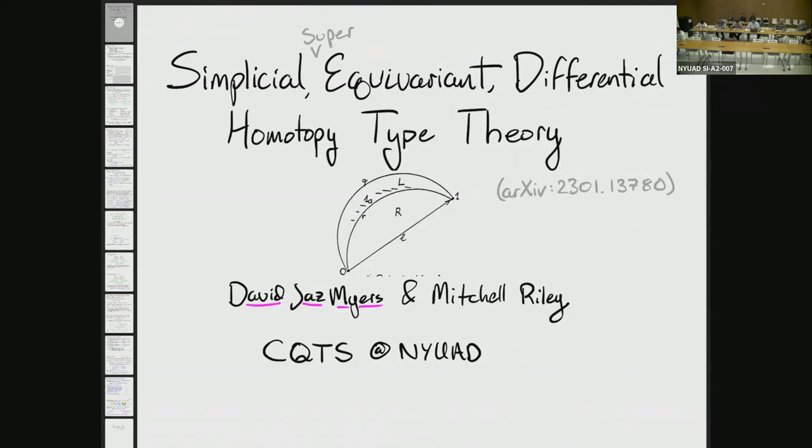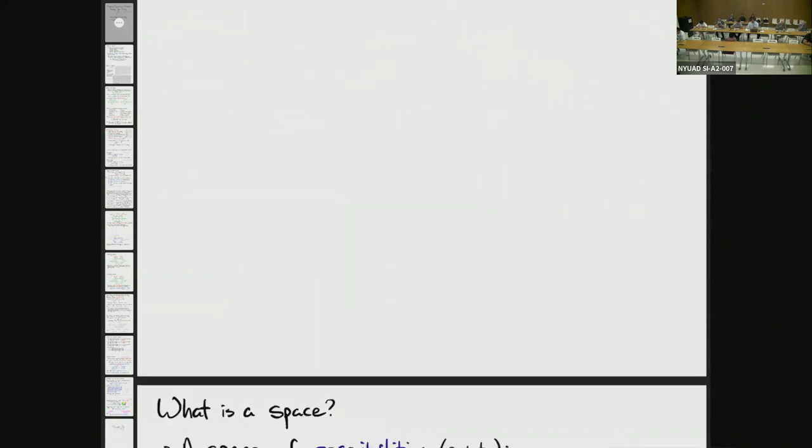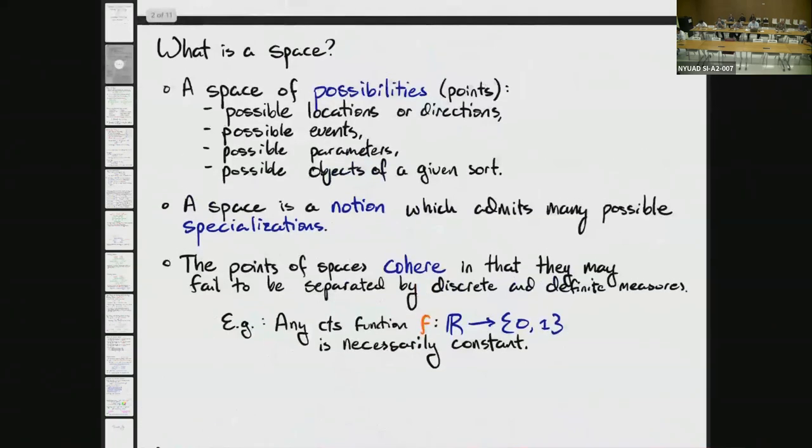And so what we've done is we've extended homotopy type theory in a way that lets us talk about types which have all these structures. So I'm going to just go on. And if you forgive me, I'm going to begin with a bit of a philosophical opening because I couldn't help myself. So the question I want to ask is, what is a space?